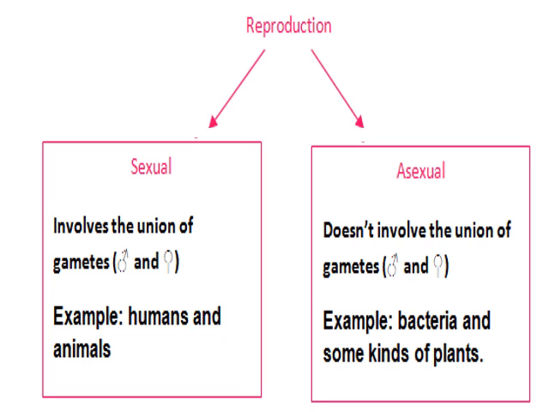Either it's sexual reproduction, which involves the union of the gametes, the male gametes and the female ones. Example: humans and animals undergo sexual reproduction. We have asexual reproduction, which doesn't involve the union of the gametes. Example: bacteria and some kinds of plants undergo asexual reproduction.